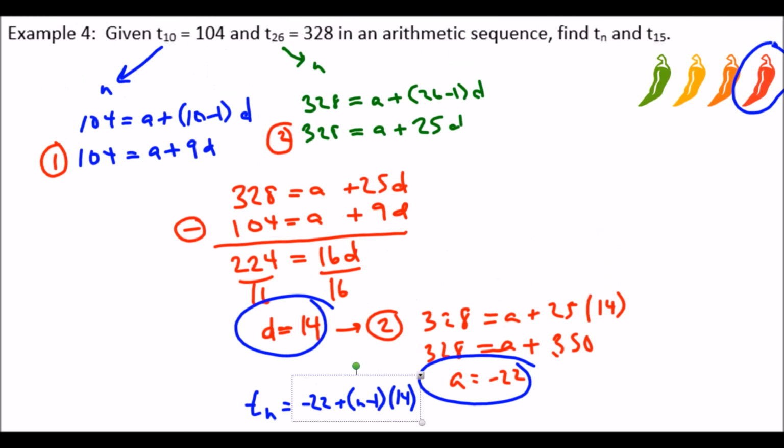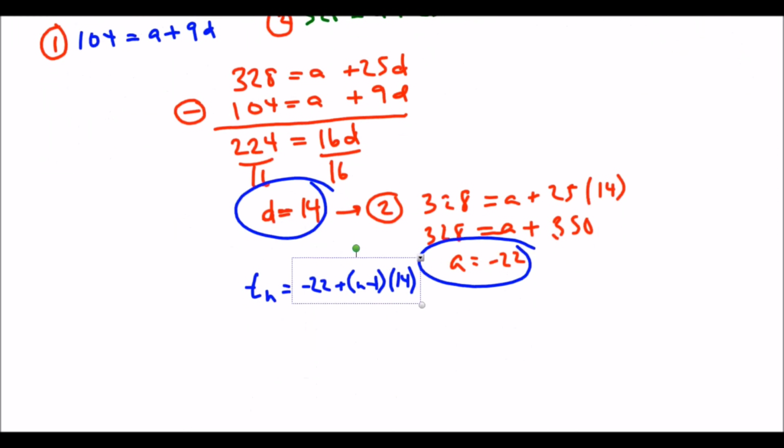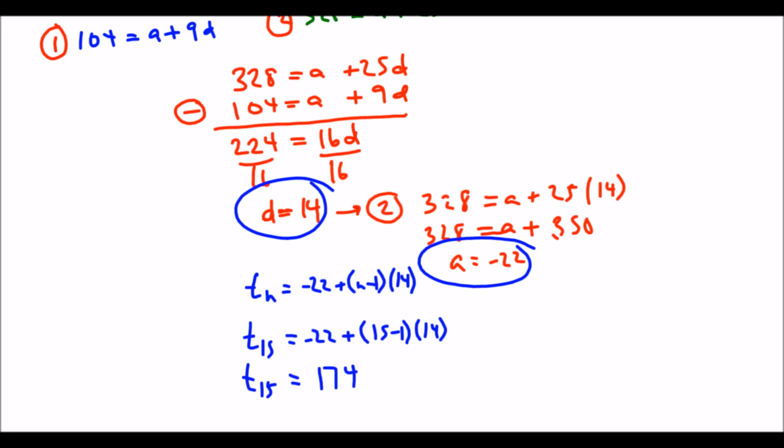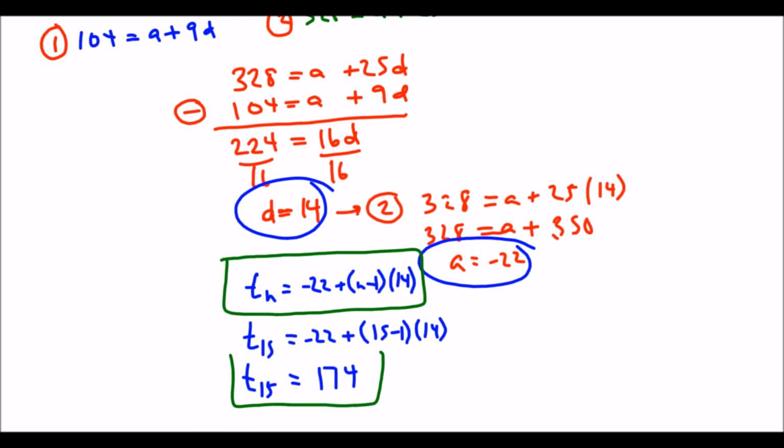All right, and what else? It wants me to find T15. So here we go. T15 is equal to negative 22 plus (15 minus 1) times 14. Put that in my calculator. T15 is equal to negative 22 plus 14 times 14, and here I get 174. And there we go. So I've got my general equation there, and solved it to find the 15th term. That is the end of lesson 1.